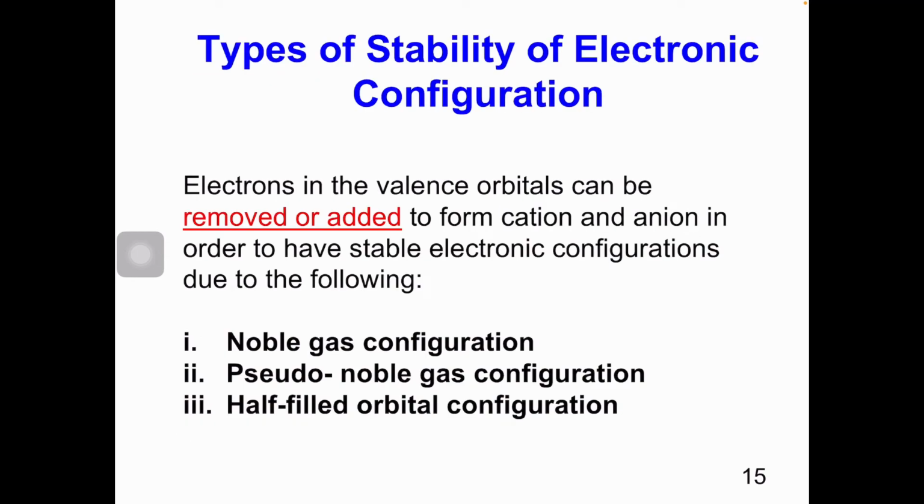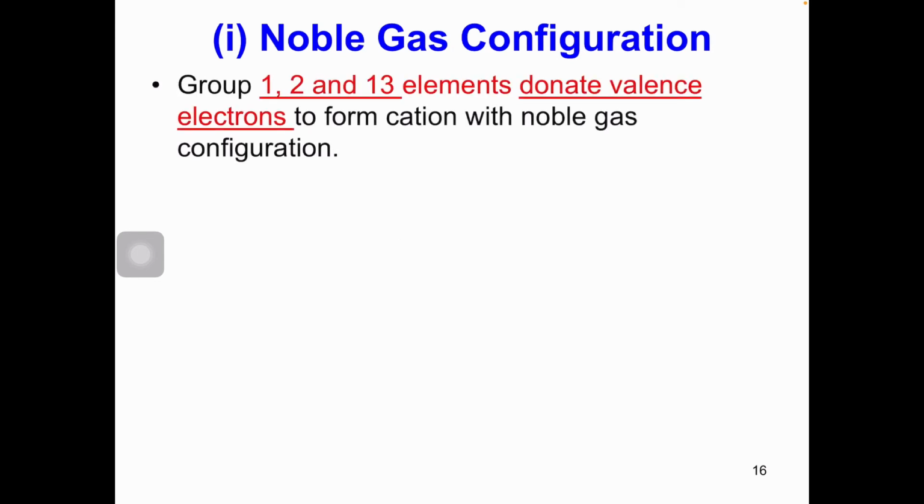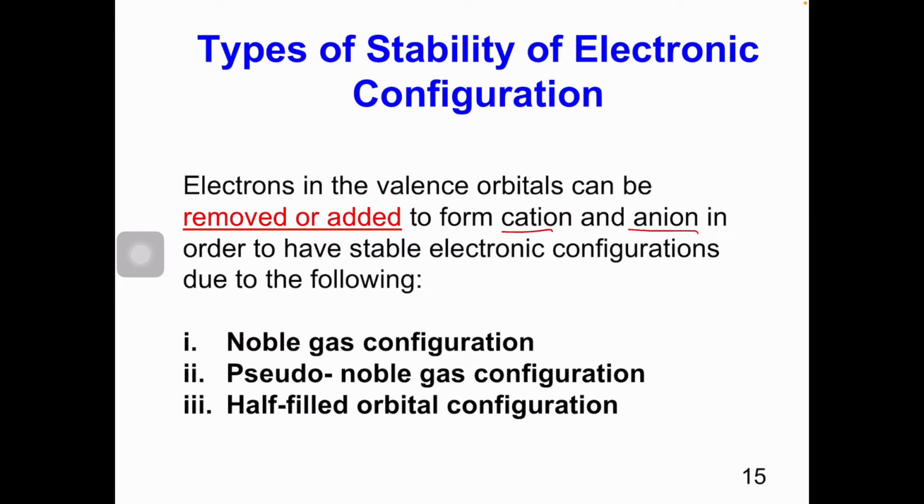Alright, next is about types of stability for electronic configuration. In order for atoms to achieve stability, they become cations and anions, so actually that is why they become cations and anions, to achieve stability. Other than that, what other types of stability are there? We have 3, which are noble gas configuration, pseudo noble and half-filled configuration. So atoms, when they combine, will do something in order to achieve all these 3, to achieve stability.